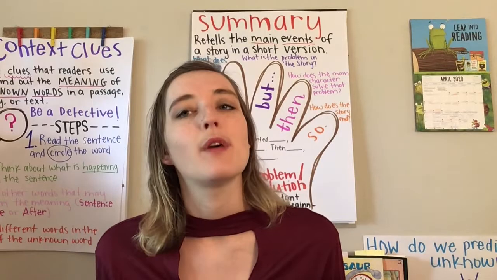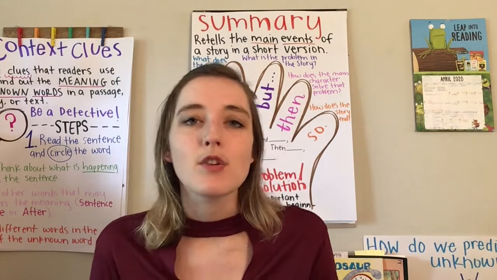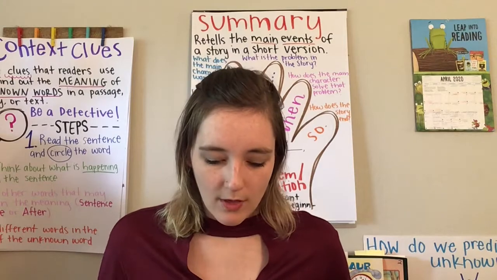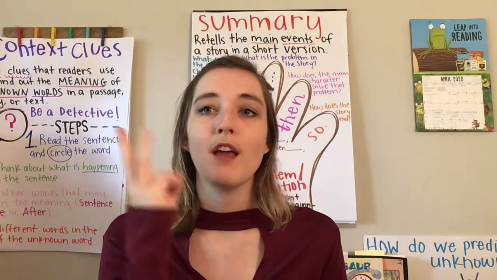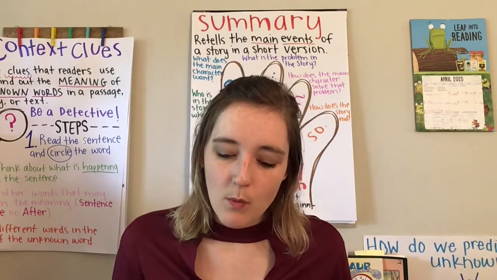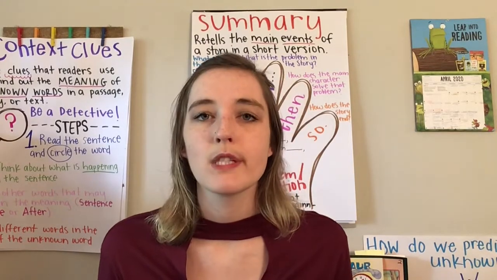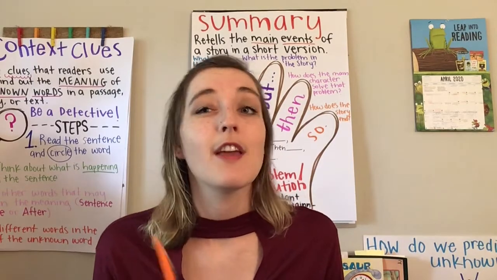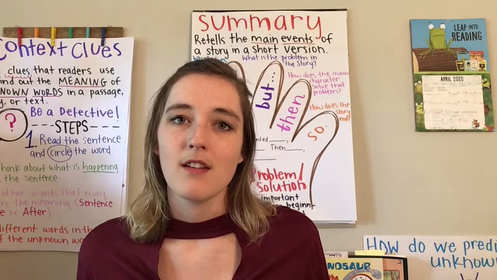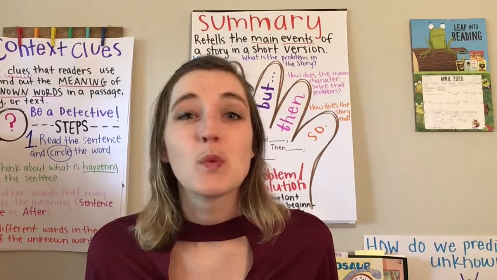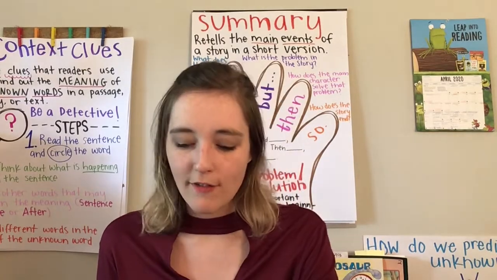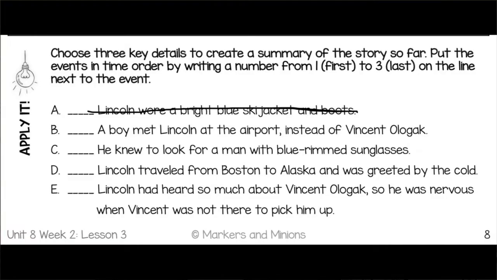What I had told people before was that you want to cross off ones that don't belong in the summary. With A through E, we're going to read and pick 3 that are really important. A says, Lincoln wore a bright blue ski jacket and boots. You have to ask yourself, is that important for a summary? Is that answering somebody wanted but so then? No, it's not. It's a really small detail that does not belong in a summary. So for A, cross off the line.